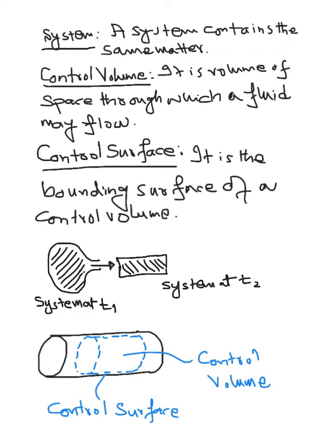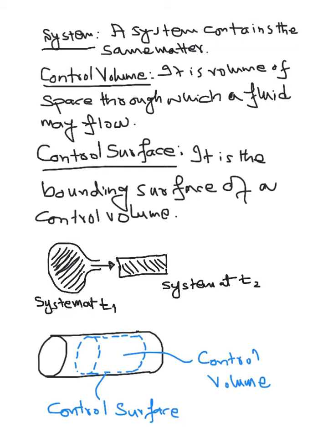So in this slide I would like to define several basic definitions. Number one is a system. A system contains the same matter. For example, if this is my balloon at time t1, and after some time the air is coming out of this, then I consider the air here as in another chamber at t2. So this is my system which is under consideration.